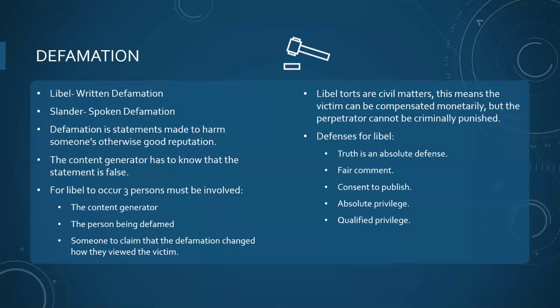For libel to occur, and this is something that I think students maybe should want to know, it only takes 3 people. So it takes the person that writes it, the content generator. It takes the person that's being defamed, who you're writing about. And it only takes one other person to claim that the defamation changed their view of an individual. So it only takes 3 people. You don't have to publish something on a widespread New York Times sort of circulation. You can actually commit libel in a group chat.